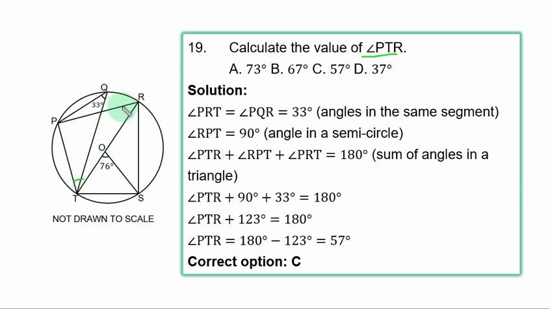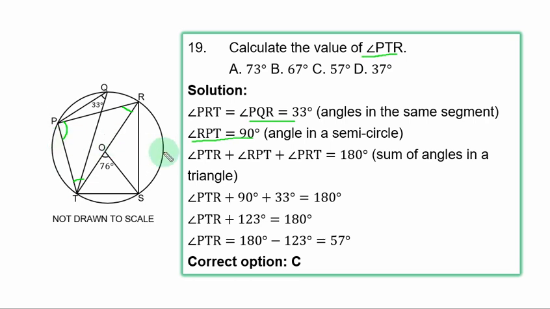Now this angle PRT is equal to PQT. That is 33 degrees, angles in the same segment. RPT is equal to 90 degrees. Because ROT is a diameter, we have this angle as angle in a semicircle, so the value is 90 degrees.